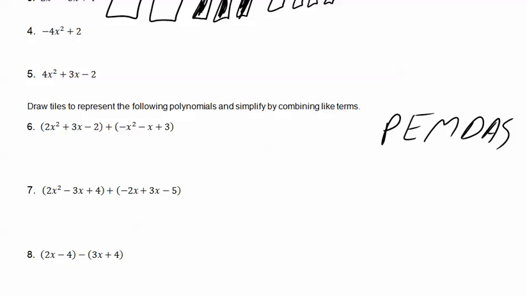So if we take a look here at this one, all we have to do is we draw our tiles, so 2x squares, 3x's, and 2 negative ones. And then we have a negative x squared, and then a negative x, and then 3 positive ones.